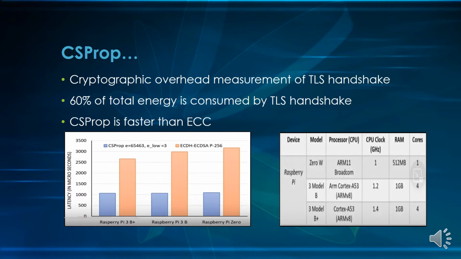CSPROP is used to measure the cryptography overhead of the TLS handshake. This measurement is conducted on three generations of Raspberry Pi hardware. The hardware specification is shown in this table. As we can see here, elliptic curve consumes more time to finish a TLS handshake compared to CSPROP. CSPROP is actually faster by a factor of about 2.7 times than the elliptic curve.